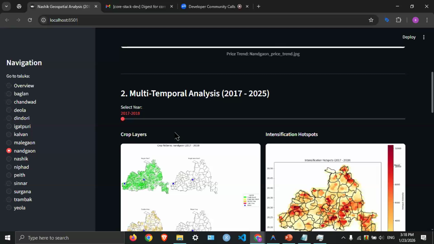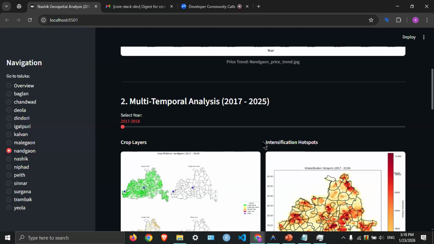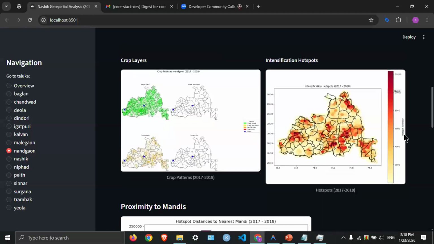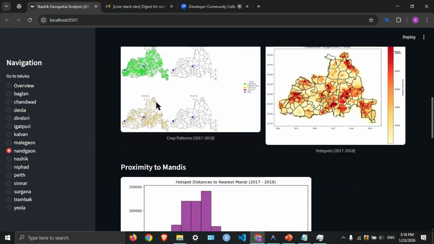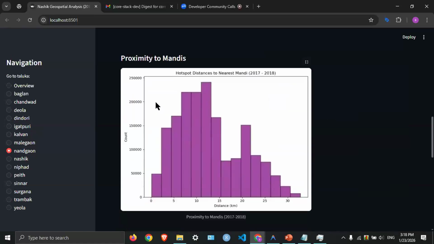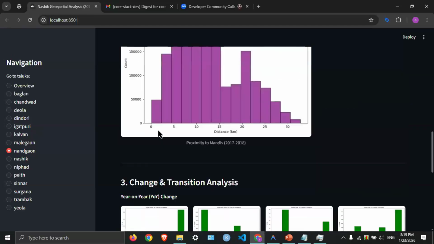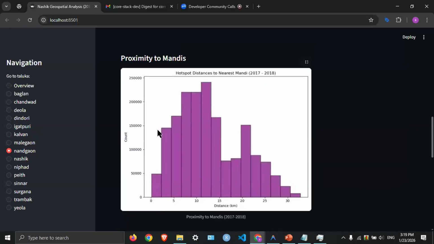In Nandgaon in 2023-24, we can see some spikes in onion prices, right? It is predominantly dominated by single kharif crop patterns. In the same thing, if we see that all of those hotspots are closer to the market. So the single or double kharif crop plantation, those farmers can access the mandi within 0 to 15 kilometers.